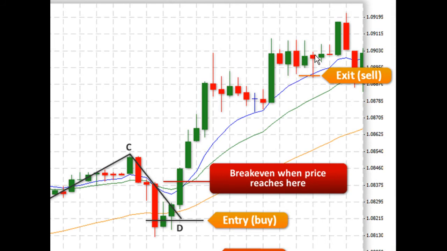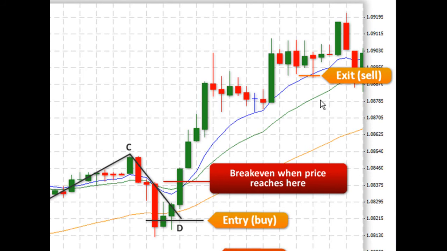Then as we go on, we see that this red bar just spikes down and stops us out. And therefore we exit here at a profit. So we bought first as a long trade and we sell to get out of the trade. We get stopped out and we sell.